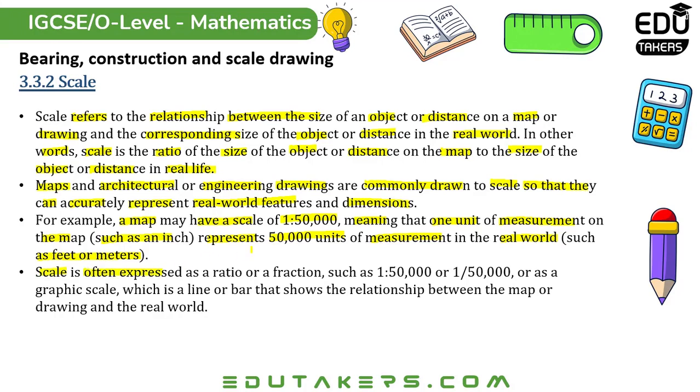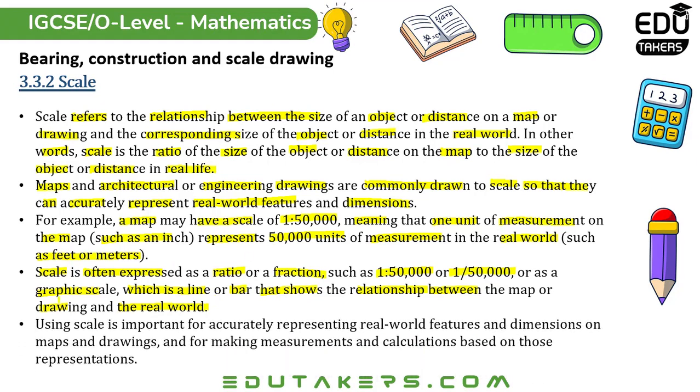Scale is often expressed as a ratio or a fraction, such as 1:50,000 or 1/50,000, or as a graphic scale, which is a line or bar that shows the relationship between the map or drawing and the real world. Using scale is important for accurately representing real-world features and dimensions on maps and drawings, and for making measurements and calculations based on those representations.